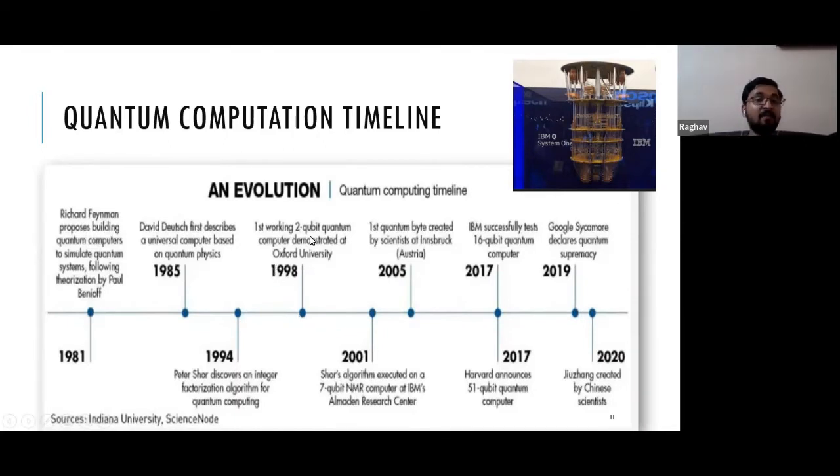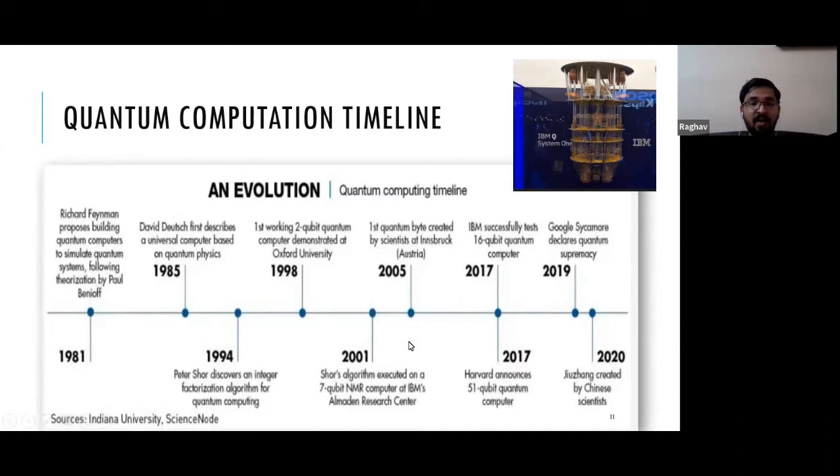In 1998, the first working 2-qubit quantum computer was demonstrated at Oxford University. And we will talk about what a qubit is in a later presentation. In 2001, Shor's algorithm was executed on a 7-qubit NMR computer at the IBM Almaden Research Center. You will learn that there is no single theory, or no single formulation, of quantum computers. People are using very different things while doing quantum computation and making quantum computers.